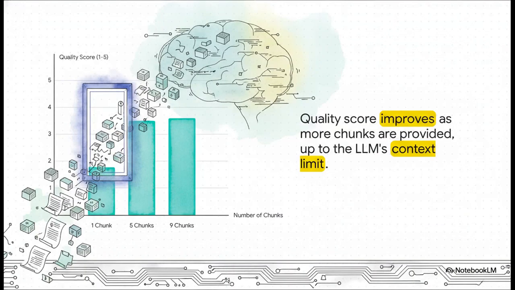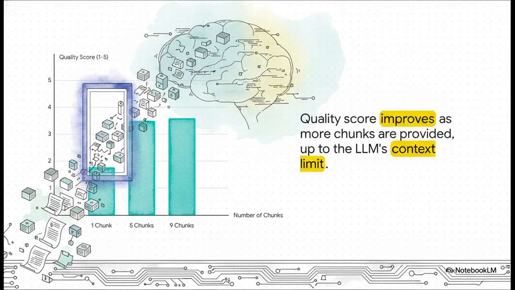Check this out, a perfect example of that, in action. The team tested how many chunks of text they should retrieve, and you can see it right there on the chart. The quality score, as judged by GPT-4, just keeps climbing as they add more context, and it peaks right at 9 chunks.